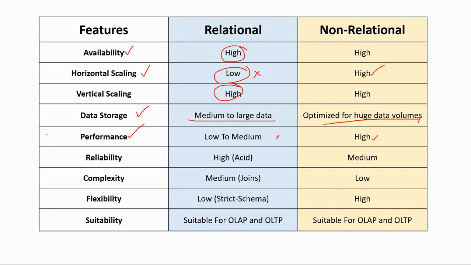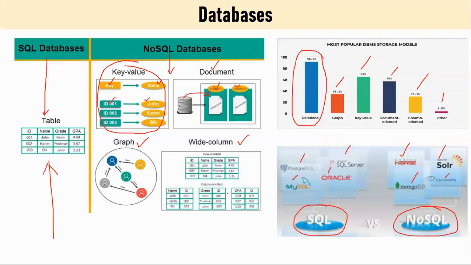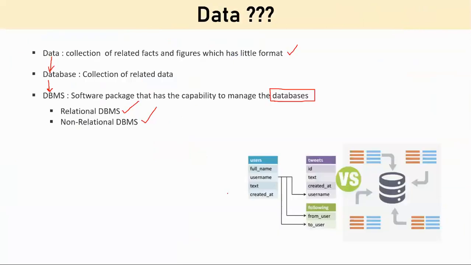Readability, compatibility, suitability, flexibility, all of these things are also there, guys. So take a picture and try to understand these points. So this is the difference between relational databases and non-relational databases. Does anyone have any questions?